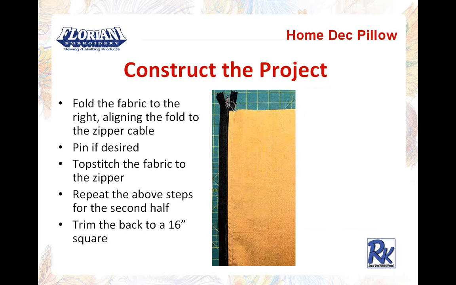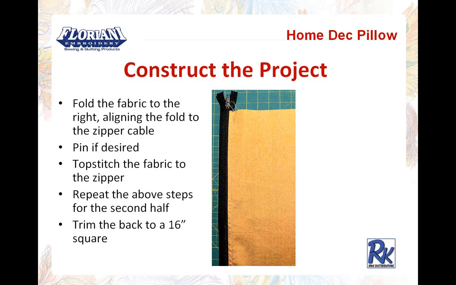You're going to then fold the fabric over to the right, aligning the fold to the zipper cable. So that's very important. You don't want to fold it over to your seam. You want to fold it, aligning that fold right up to the zipper cable. So what we're creating here is kind of a hidden zipper seam. Once you've got it positioned, you can pin it if you desire. You could even iron it if you want to hold it in place. And then you're going to top stitch that fabric to the zipper. And then you want to repeat that step for the second half, so you're going to do it to the other half of the zipper.